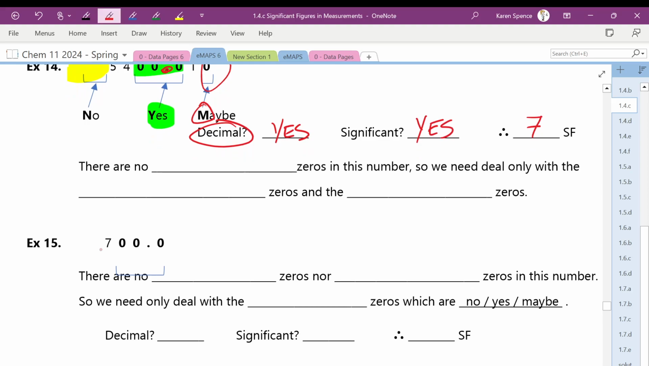How about this one? 700.0. Are there any zeros on the left? Nope. Are there any zeros in the middle? No, there's nothing in between. There's zeros on the right. It's a tricky situation, but there's a decimal, so it doesn't matter. Because the decimal says, yes, those are significant. Okay? So how many sig figs? 4.